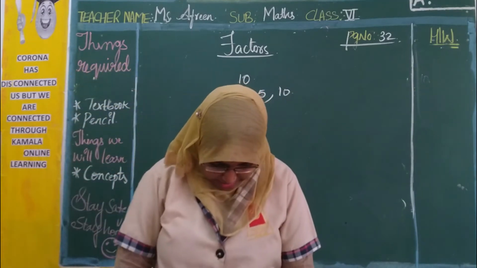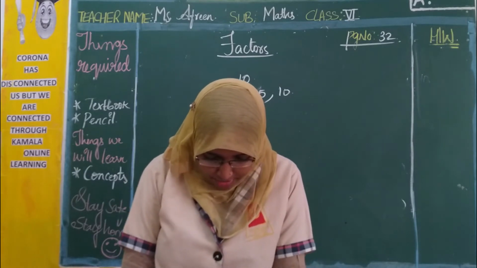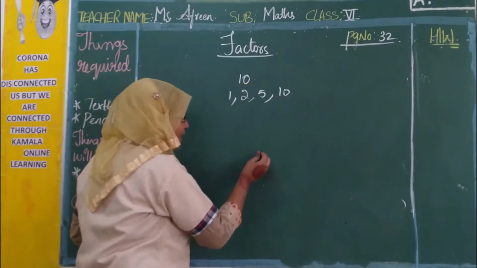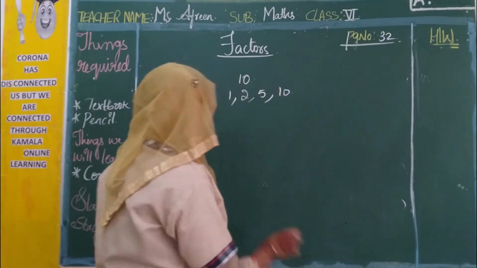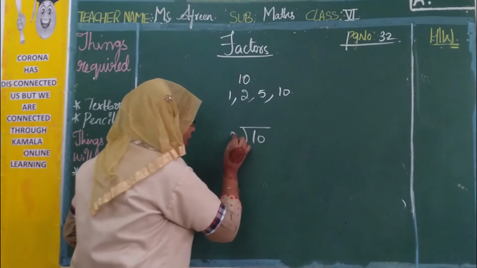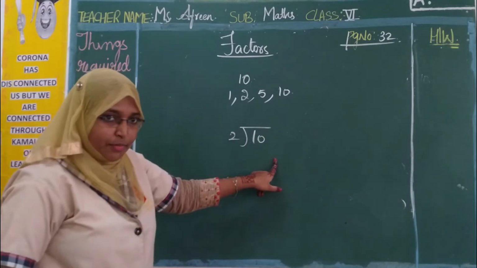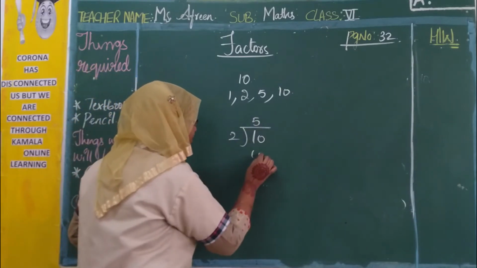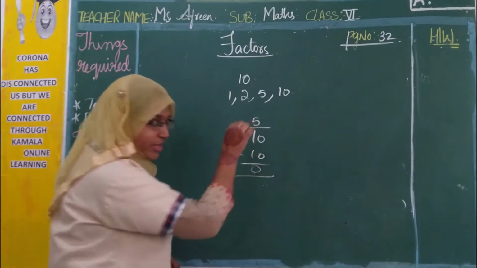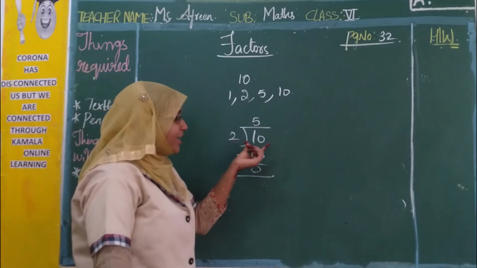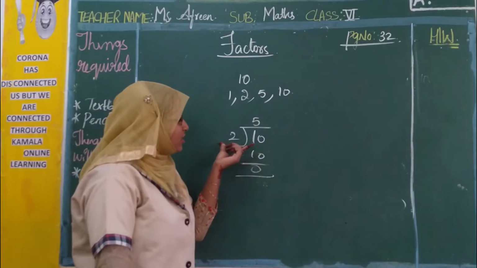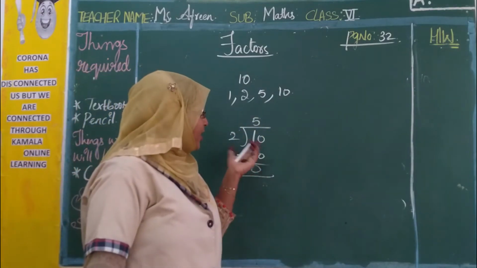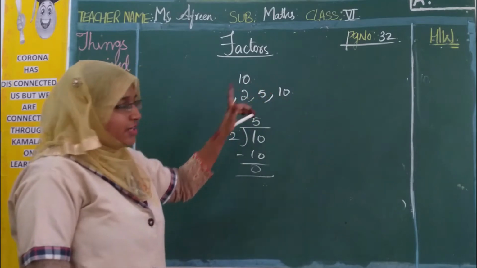So if you see here, they have given a number which divides the other number exactly. If I divide 10 by 2, a number which divides the other number exactly. Exactly means the remainder should be 0. Now if you see, 2 5s are 10. 10 minus 10 is 0. We are getting remainder 0. So exactly 2 is dividing 10. So 2 and 5 are called the factors of 10. So 1, 2, 5 and 10 are the factors of 10.